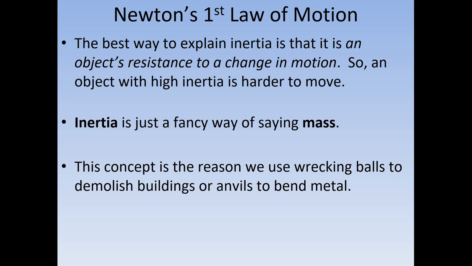This also leads us into the idea of why we end up using wrecking balls in order to demolish buildings and why we use anvils to bend metal, because it goes with that same idea. When we have a wrecking ball, the big, massive metal sphere, and we swing it into the wall, basically what's happening is we're moving the object. We swing it up into the air, give it some initial motion. That wrecking ball, because of its high inertia, will continue doing what it's doing, moving forward, and it'll be very resistant to stopping that forward motion.